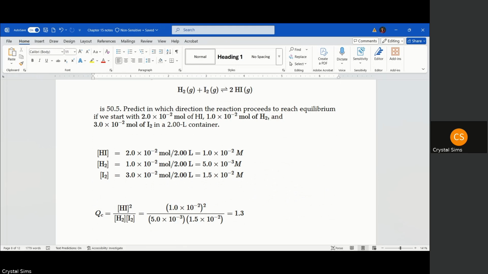Okay, so it's not enough to just calculate Qc. You also need to state which direction the reaction is going to proceed. So in this example, our reaction proceeds left to right. Okay, we need to form more product. Okay, so that's how we can use our reaction quotient there.